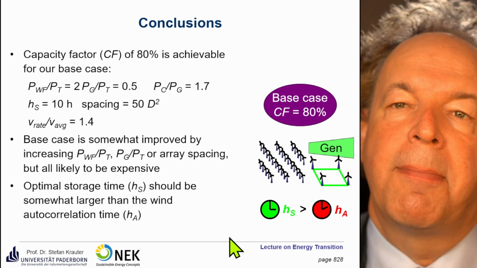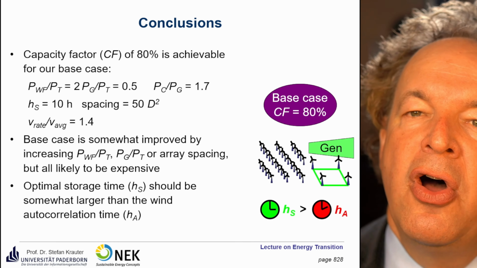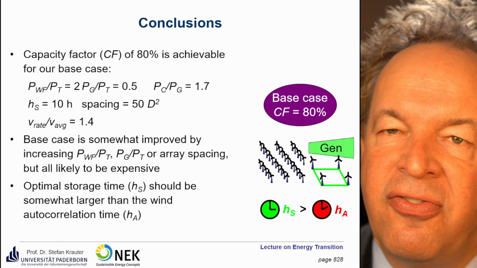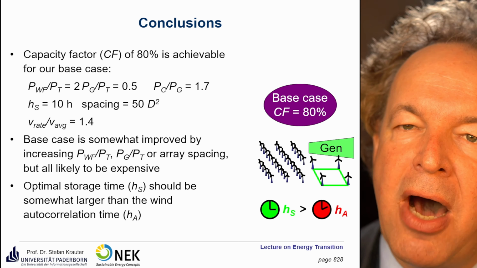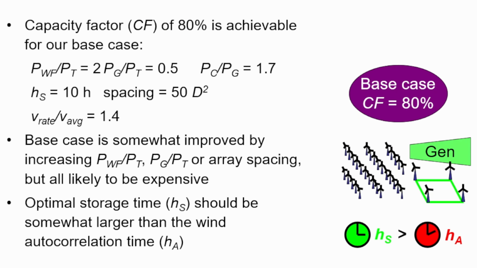So the conclusions are: the capacity factor of 80% is achievable for our base case. That means we have the size of the wind park in relation to the transmission power of a factor of 2. We have the generator power divided by the transmission power of 0.5. We have the compression power in relation to the generation power with a factor of 1.7. We have a storage time of 10 hours, spacing 50 d squared, and we have the rating, or V rated divided by V average, of 1.4.